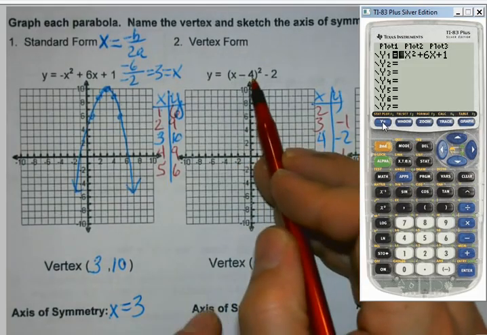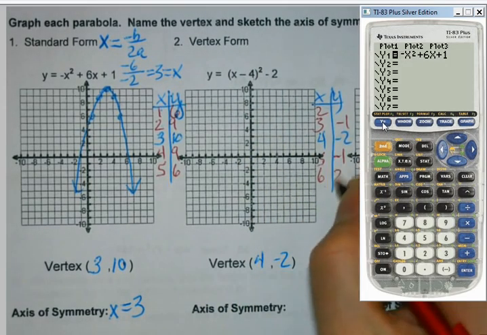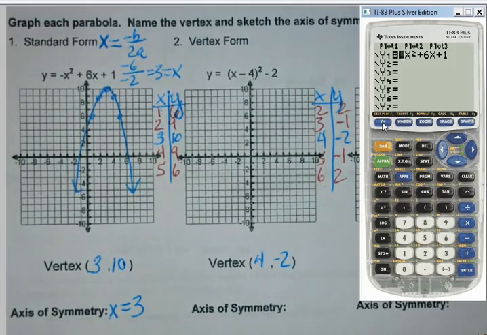6 minus 4 is 2. 2 squared is 4. Minus 2 is 2. So I don't have to go to the calculator every time, but I could plug that in if I felt like it.